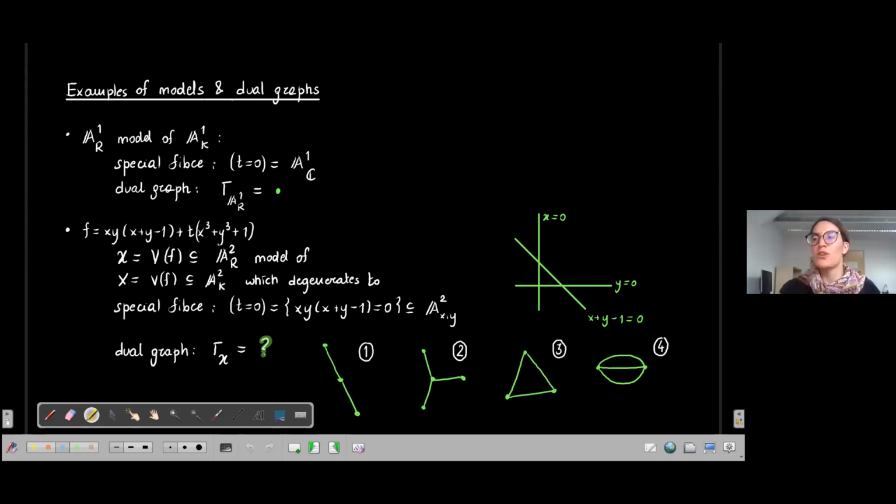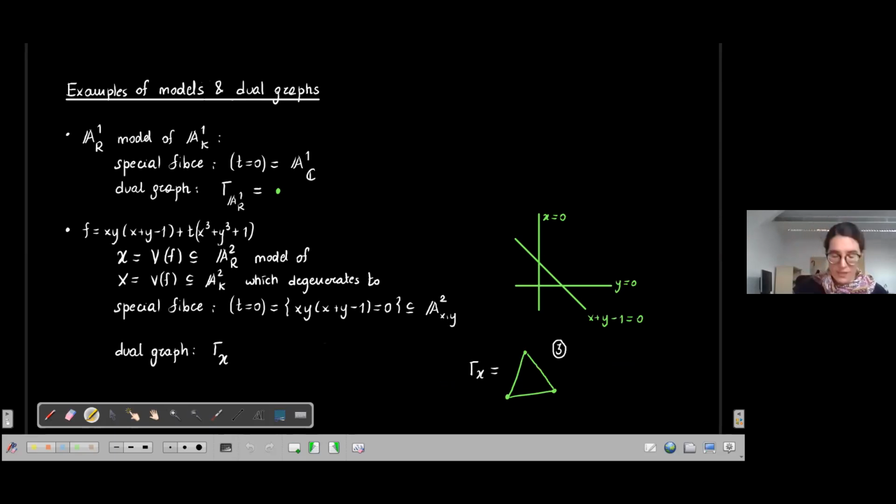Okay, so it seems that everybody agrees that the right picture is number 3, because indeed we have these 3 green components, and then we have 3 nodes, and the nodes are always between 2 of them. So we get these 3 edges joining the vertices. So this is the picture of the dual graph.